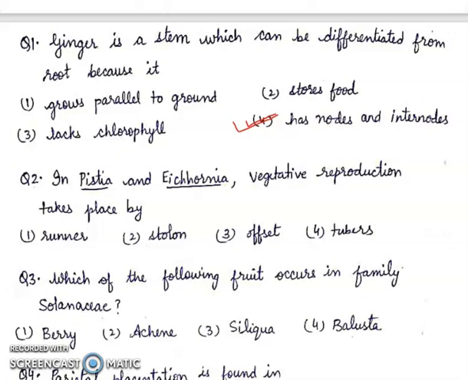Root में nodes और internodes नहीं होते. Second, in Piscia and Eschornia, vegetative reproduction takes place by first runner, second stolon, third offset, fourth tubers. Answer will be offset.